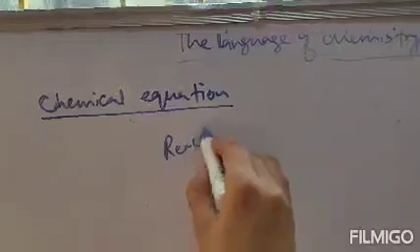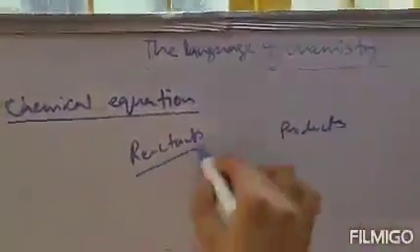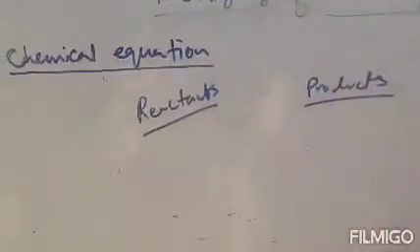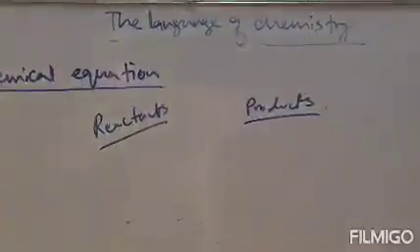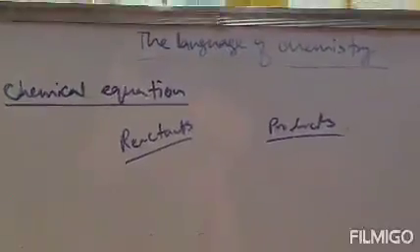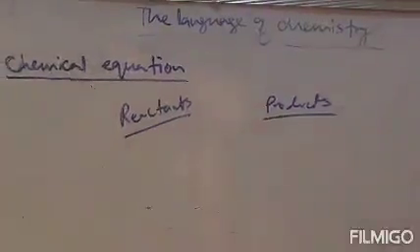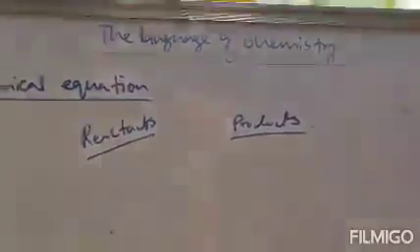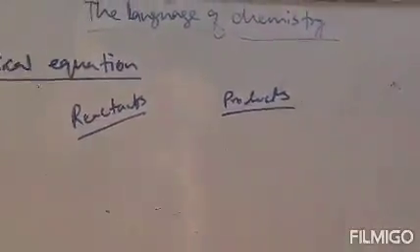Clear? So in chemical reactions there are two kinds of substances. One is called reactants and another is products. Now what are reactants and what are products? The reactants are the substances which take part in a chemical reaction. Clear? And the products are the substances which are the result of a chemical reaction. Products are just like the results of the chemical equation. And reactants are the substances involved in the chemical equation.